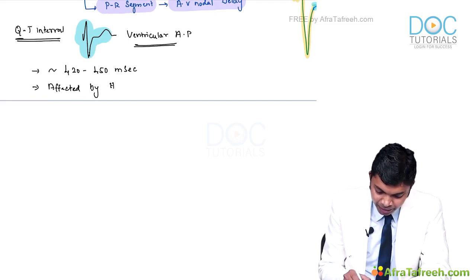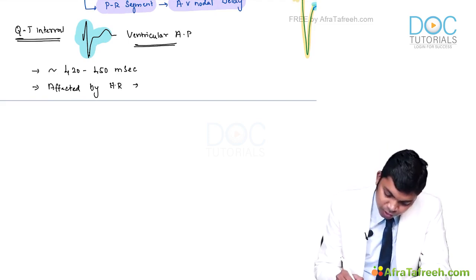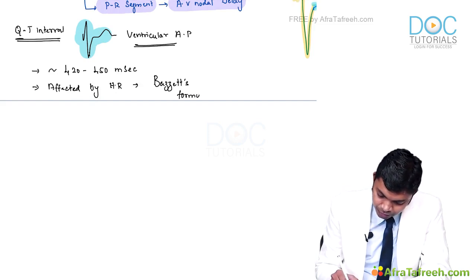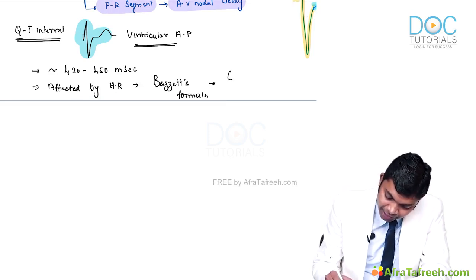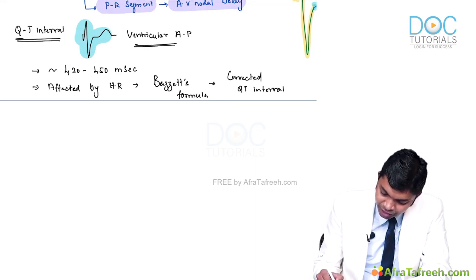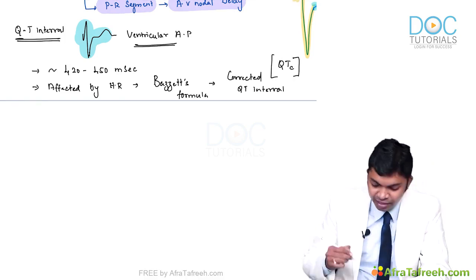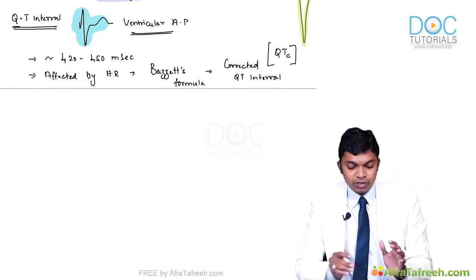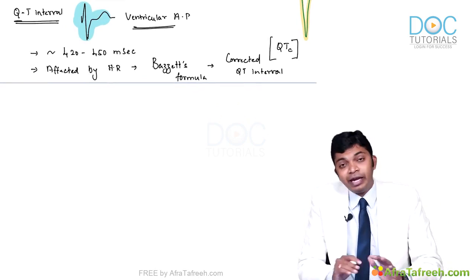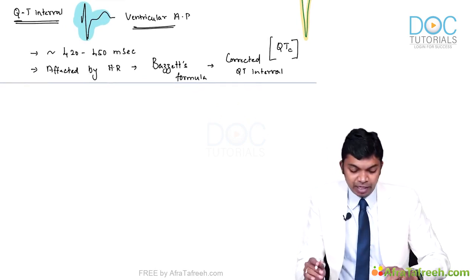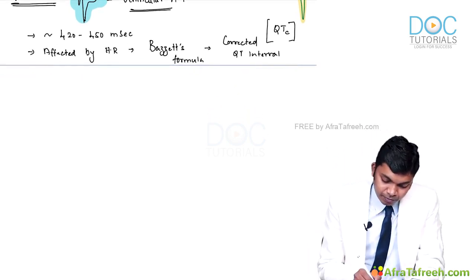The QT interval is affected by heart rate, which is why we use a formula called Bazett's formula to calculate the corrected QT interval, which is abbreviated as QTc. C stands for corrected, right, doctors? So the QT interval represents the entire ventricular activity, doctors.